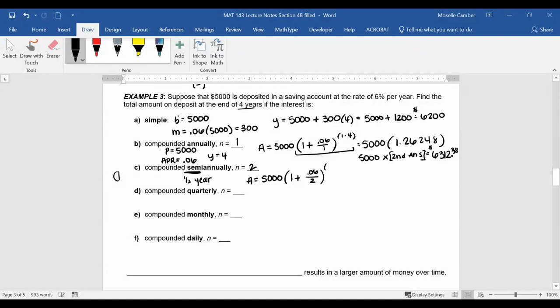And it's going to be... You're going to do this 2 times every year for 4 years. So again, you're going to do this part first in your calculator, and then you're going to type in 5,000 times that answer. And you should get 63.3385.